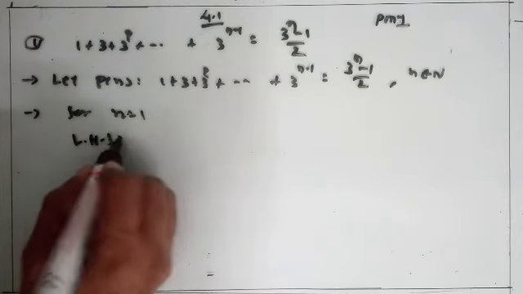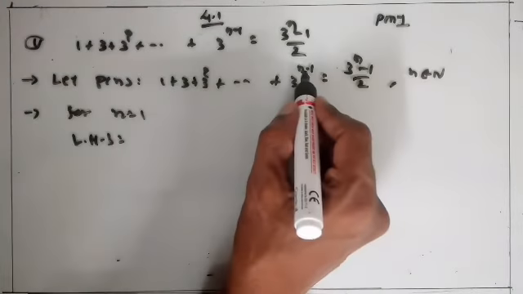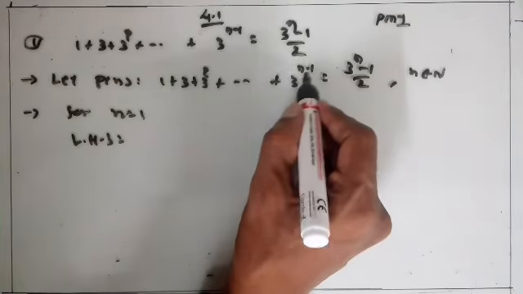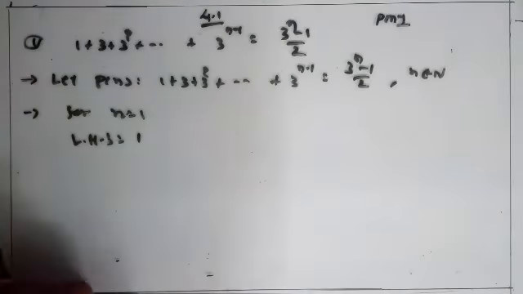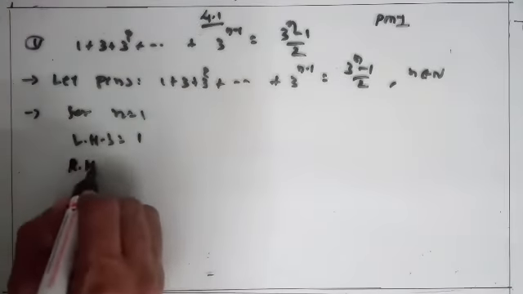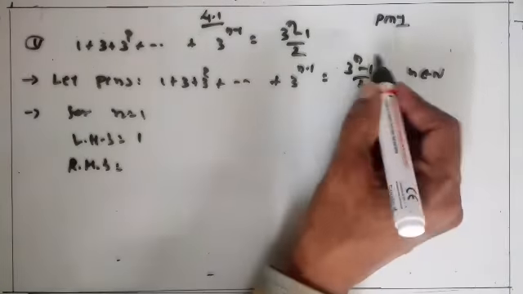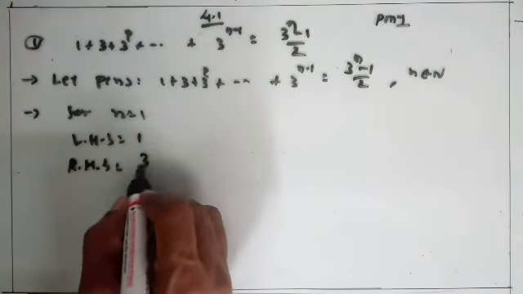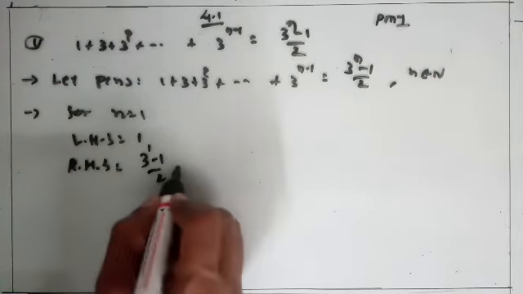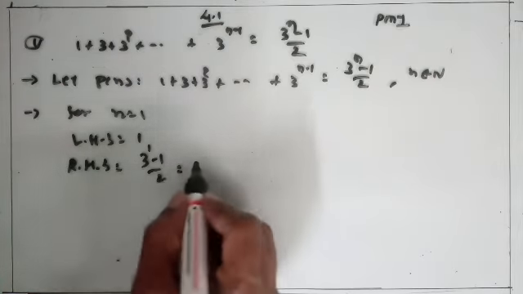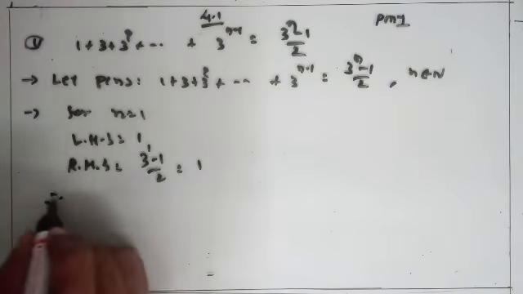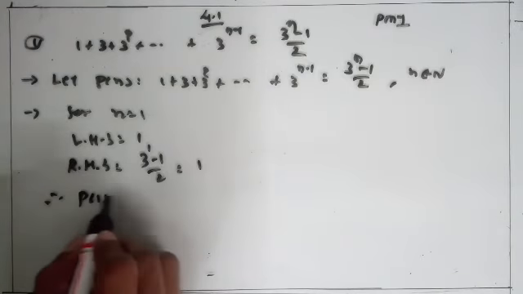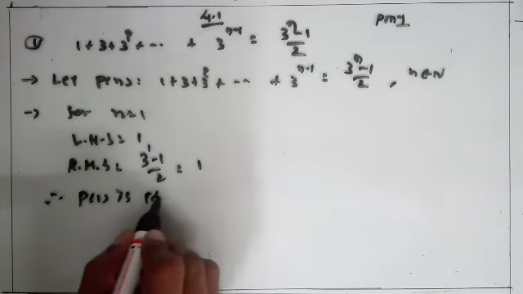Now we prove Pn is true for n is equal to 1. LHS is equal to, here replace n by 1. So 3 raised to 1 minus 1, 3 raised to 0 becomes 1. That is the first term. Clear? And RHS, in the right side, replace n by 1. So 3 raised to 1 minus 1 upon 2 is equal to 2 upon 2, which becomes 1. Therefore LHS is equal to RHS. So P1 is true. Clear this?